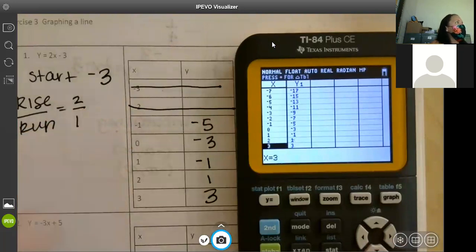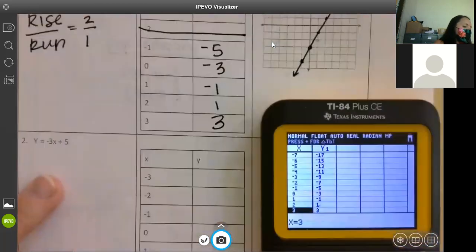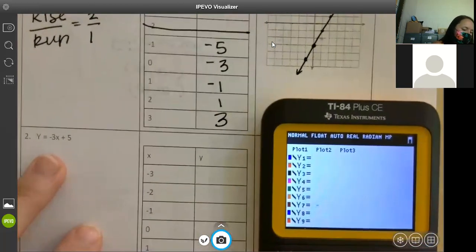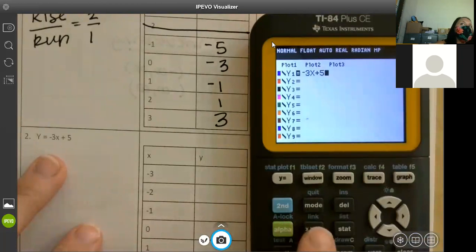So you can use your calculator. I don't want you to do anything but use your calculator. I don't want you to plug it in, okay? So if we're doing this one, I don't want to graph this one. I'm going to look at just the table to show you one more time. We're going to type it in, -3x plus 5. Your x key is right beside your green key. You don't have to do alpha, but your x key is right there.